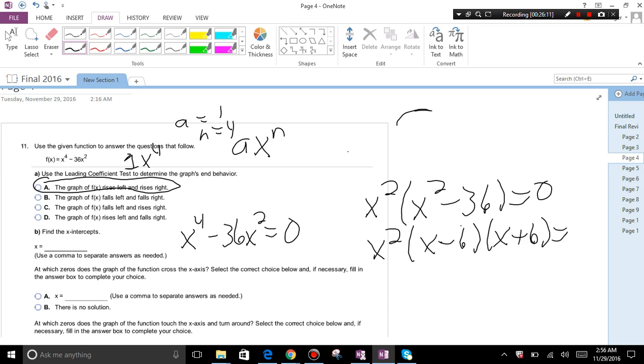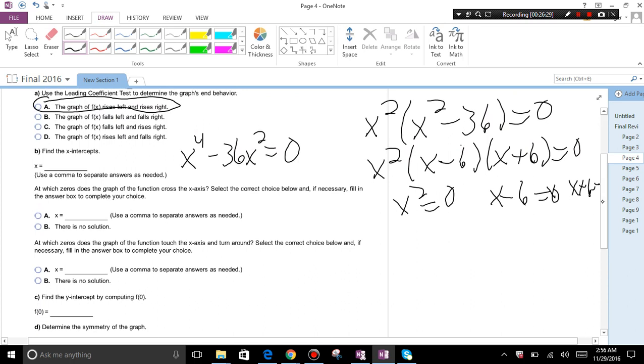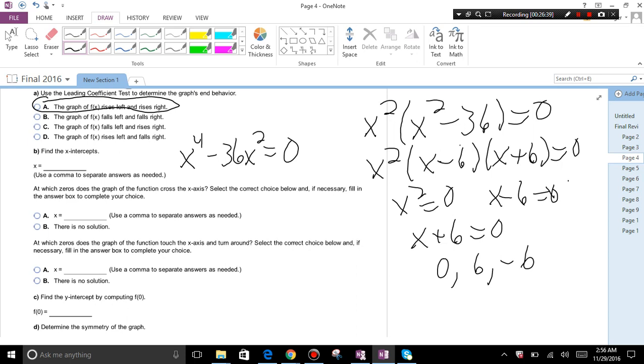And so this means after setting each one equal to 0, x minus 6 is equal to 0, and then x plus 6 is equal to 0. I'll write that down here. Solving each one of those, you get that 0, 6, and negative 6 are your answers, and you would separate them with a comma.